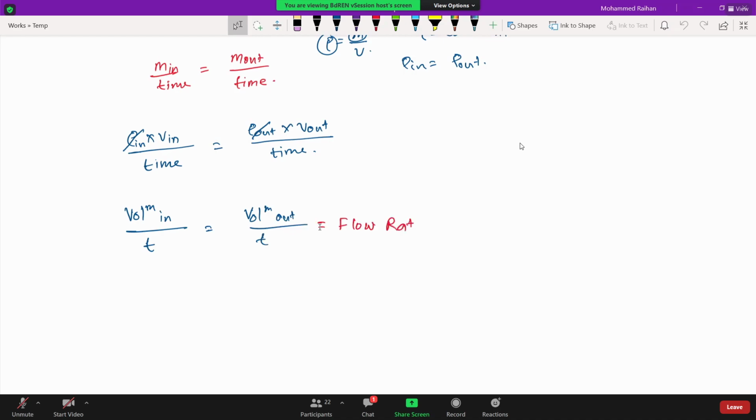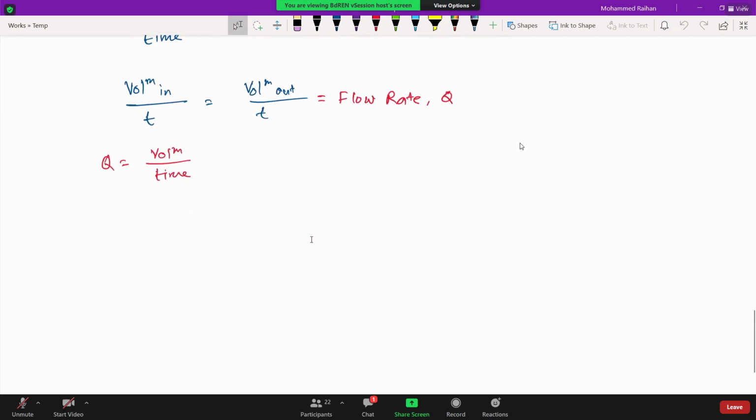Flow rate is represented by Q. Q is basically the volume of fluid divided by time. That's saying what is the volume of fluid flowing per unit time. So, is it clear what flow rate is? Yes, sir. Flow rate is nothing but the amount of fluid that is flowing per unit time.